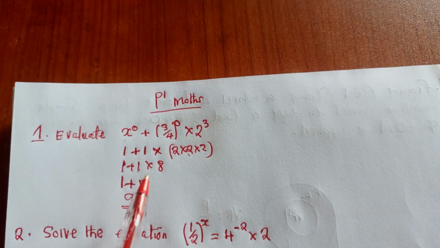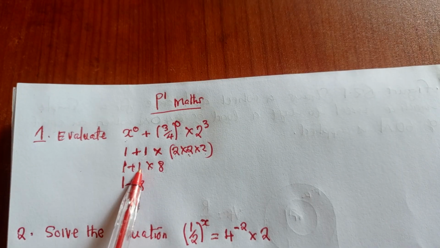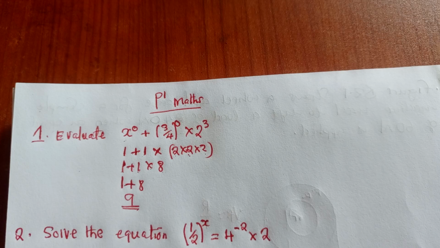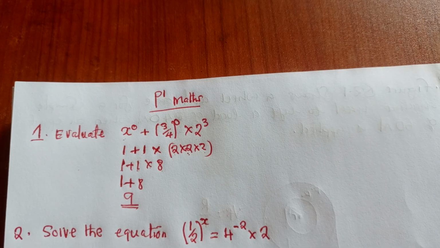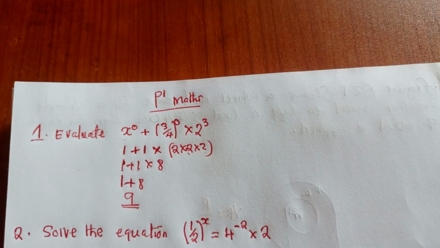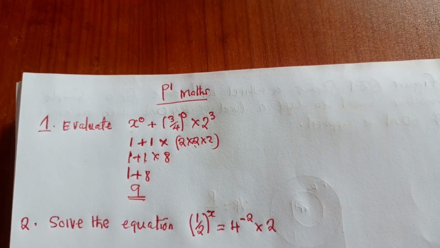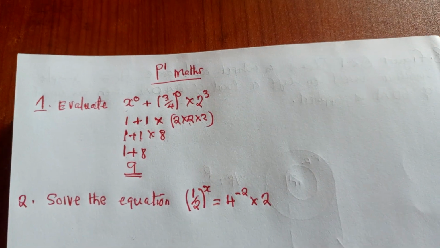So as you can see, if you start by adding this plus this to give you 2, then 2 times 8 gives you 16, which means the answer will be wrong. So be very, very careful when dealing with the order of operation, BODMAS. Then I'll go to question number 2.